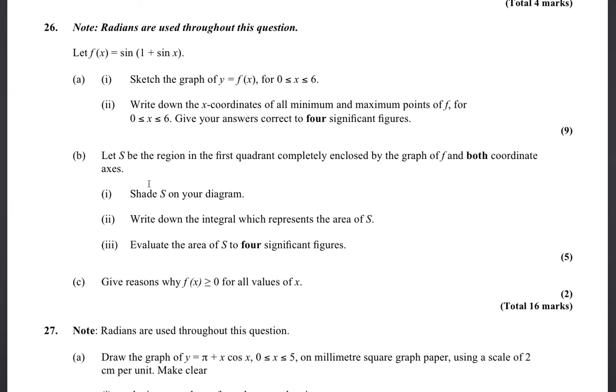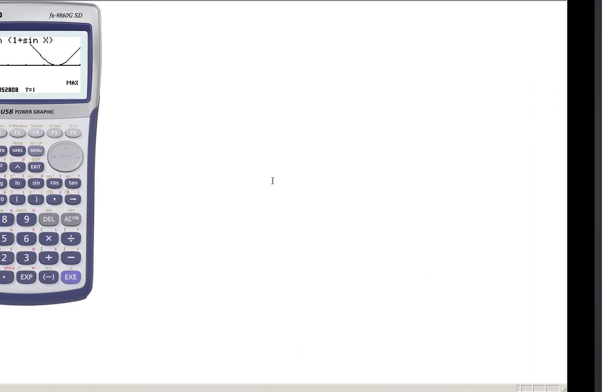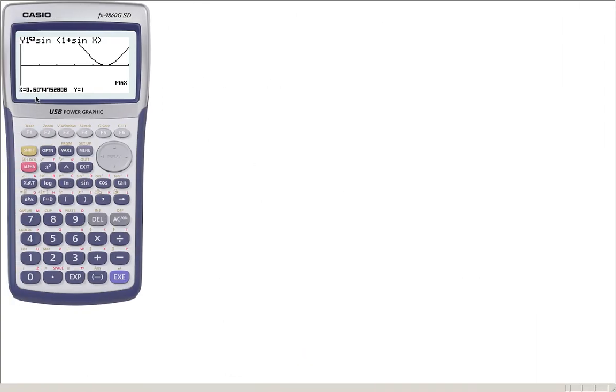First look at maximum points. They're asking you to find the x coordinates of the maximum and minimum points. So the first answer is 0.6075. That is answer number 1. And second answer is 2.534. That's it.